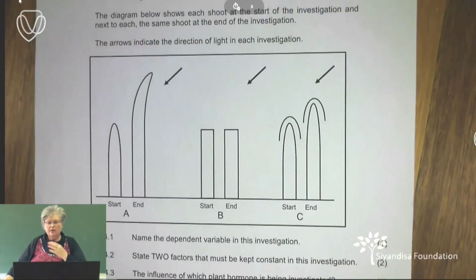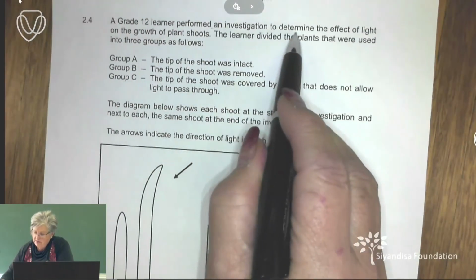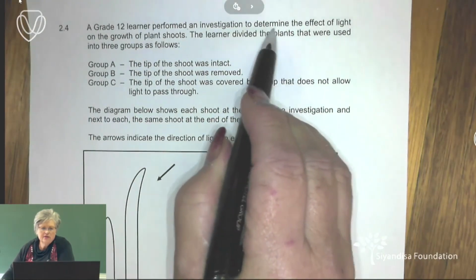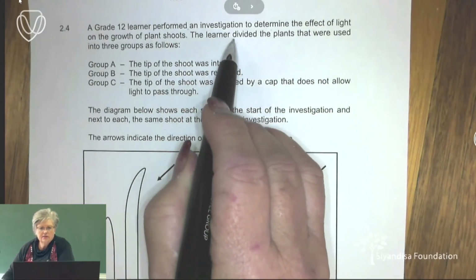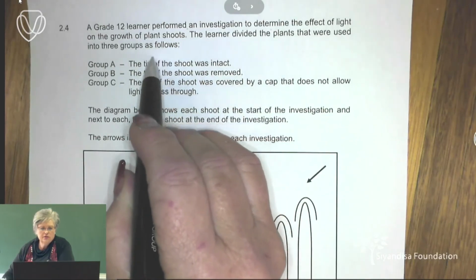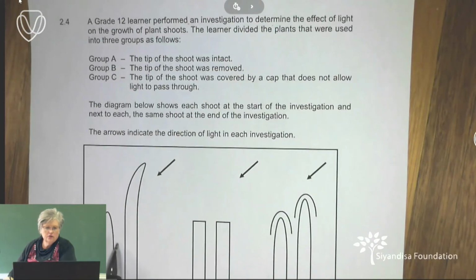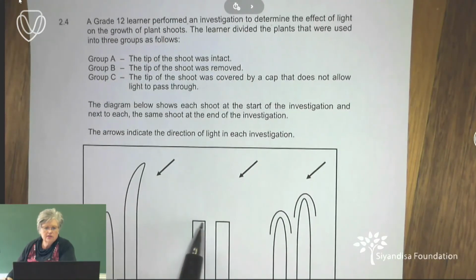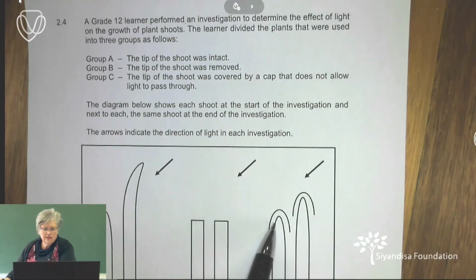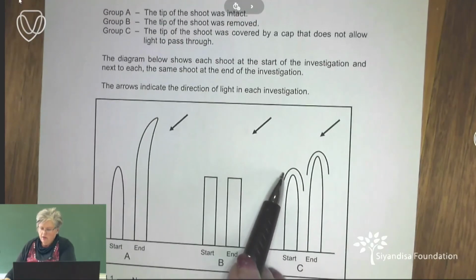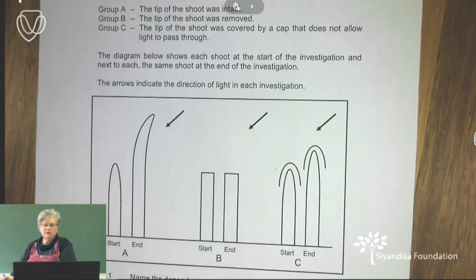Another example of plant hormones that were asked in the question paper, and you will see this is always my more difficult questions. They say a grade 12 learner performs an investigation to determine the effect of light on the growth of plant shoots. The learner divided the plants used into 3 groups. Group A, the shoot was intact. Group B, the shoot tip was removed. And group C, the shoot tip was covered. So that's the 3. The diagram shows the direction of light and how it reacted.